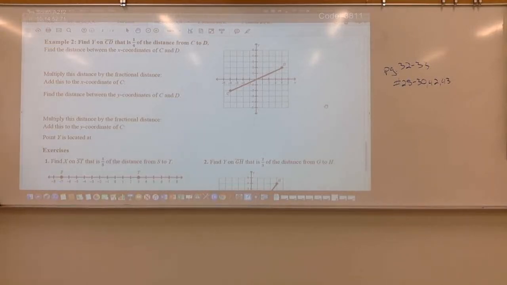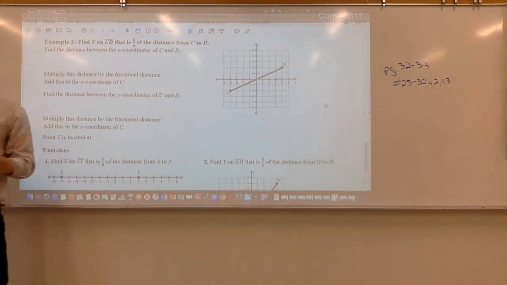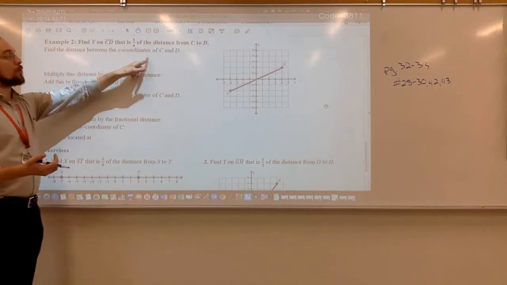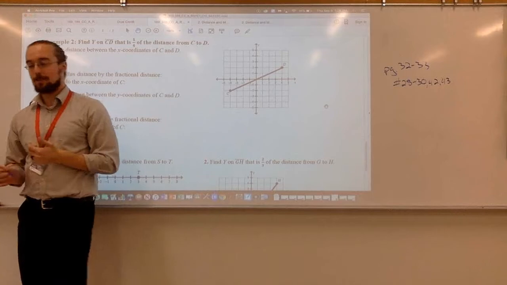Alright, so yesterday the final thing we did was fractional distance on a number line, okay? Today we're going to do some fractional distance on a coordinate plane. It's the exact same thing, we're just going to do it twice. In this problem, I want to find some point that is 1/4 of the way from C to D.